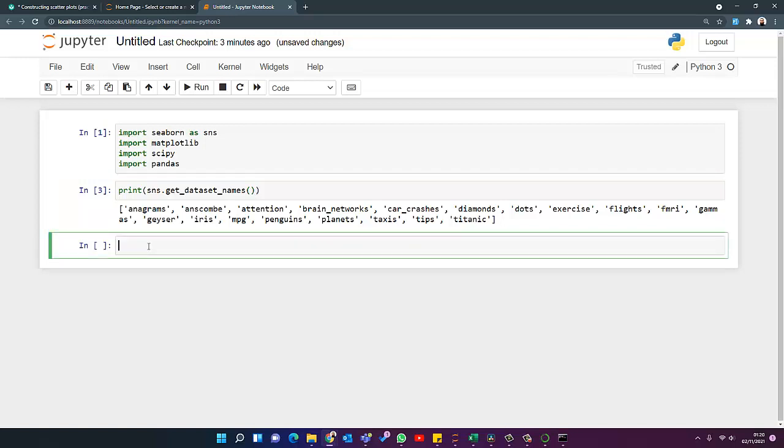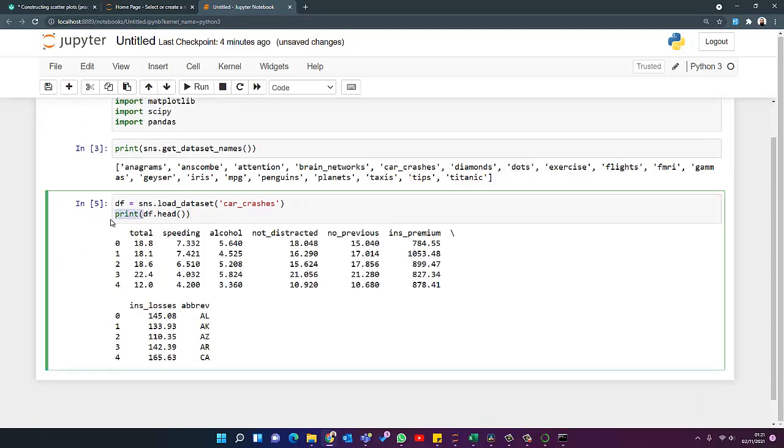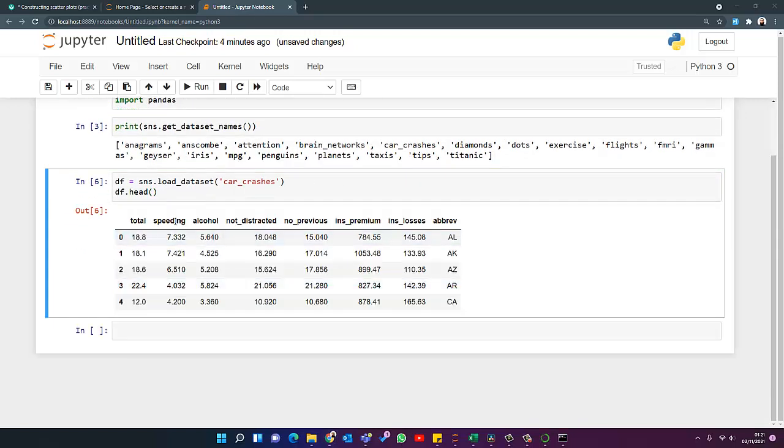The shortcut for creating a new cell in Jupyter Notebook is Escape B. I will speed up the process here so that we can move on. These are a bunch of datasets which come with Seaborn by default. We will be working with a couple of datasets later on, but for now I will be showing you how to load those datasets. Suppose, for example, we are loading the car crash dataset.